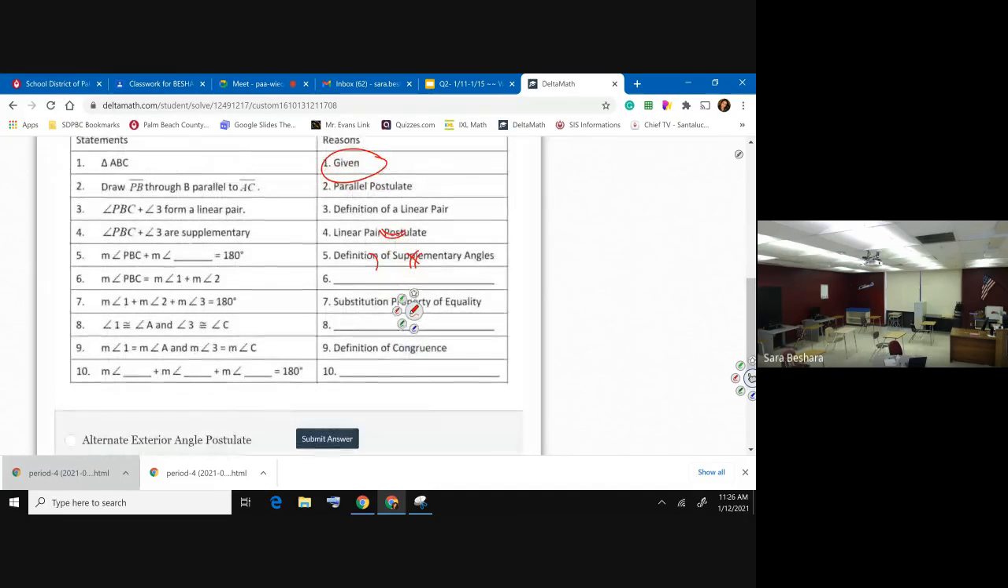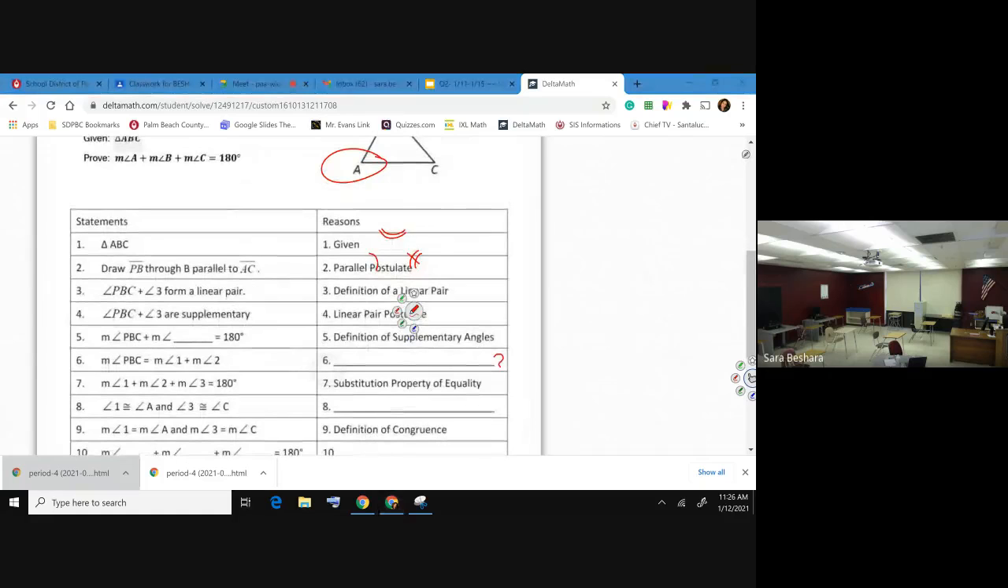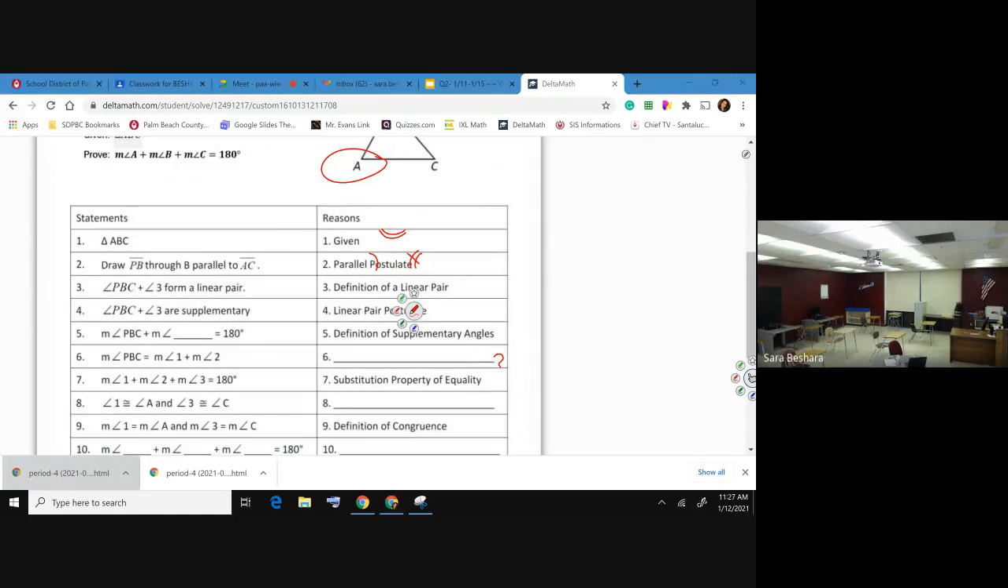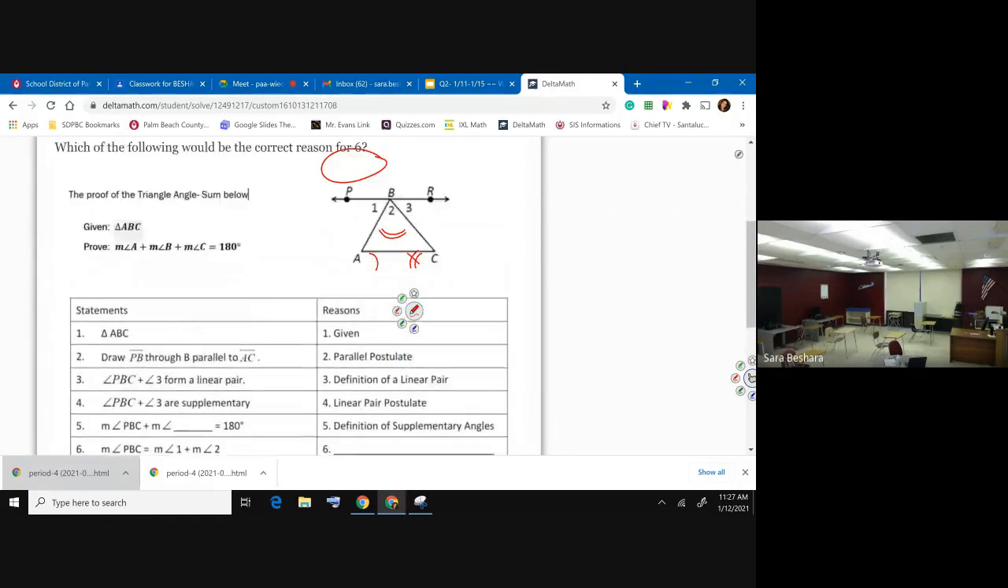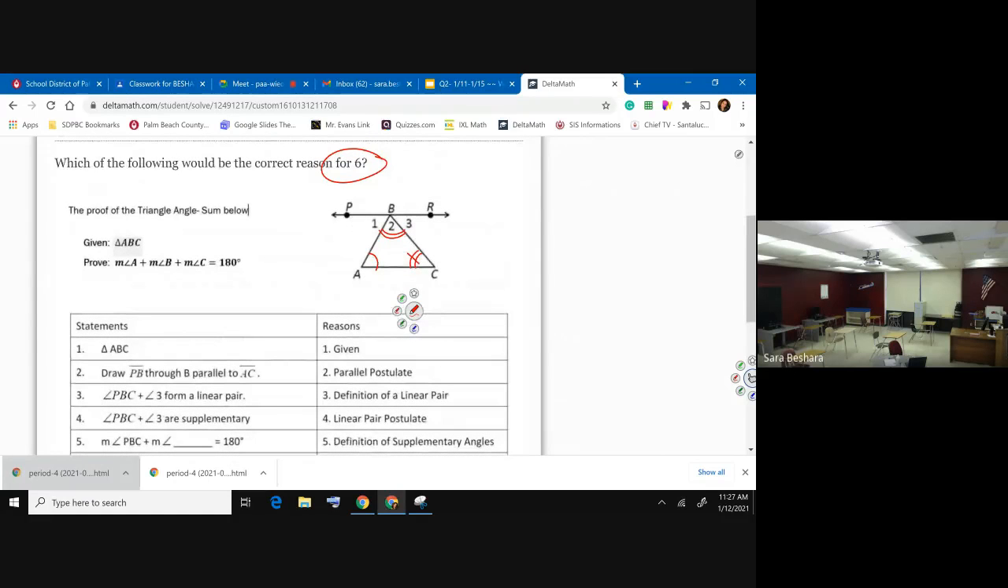If I move down a little bit, I'm trying to find 6. So this is the answer that we should be selecting. So remember, in a proof, your first statement is always the given, the last statement is the proof statement. And remember, the first reason is always the given reason, but the last reason can never be the word proof.